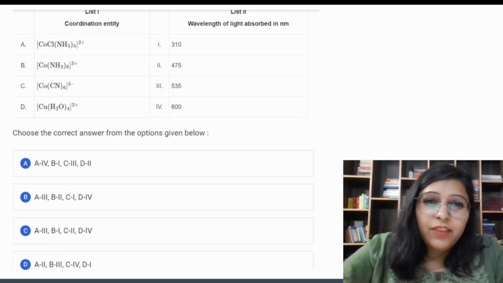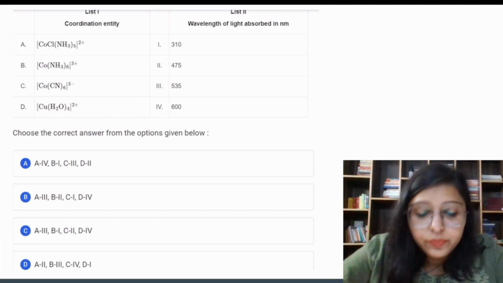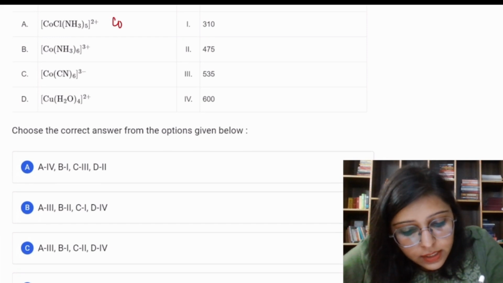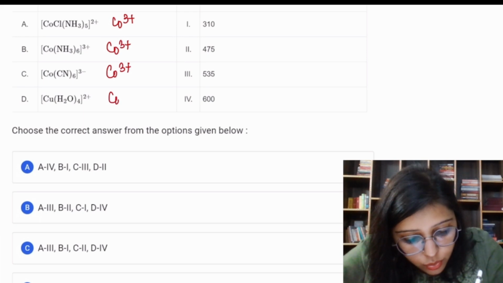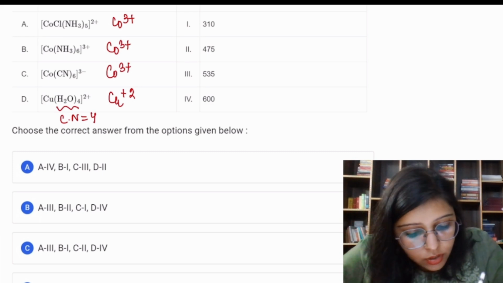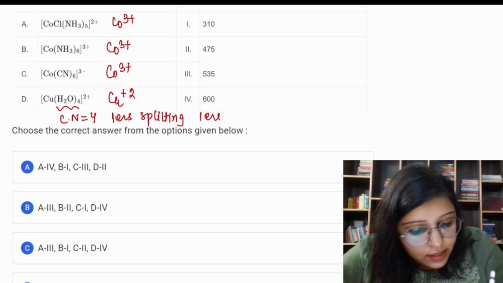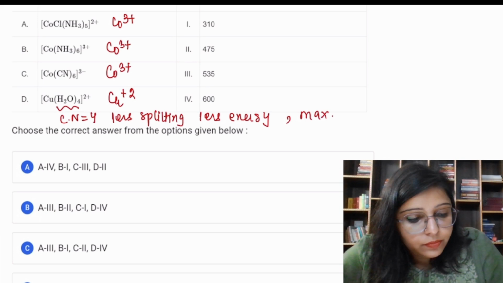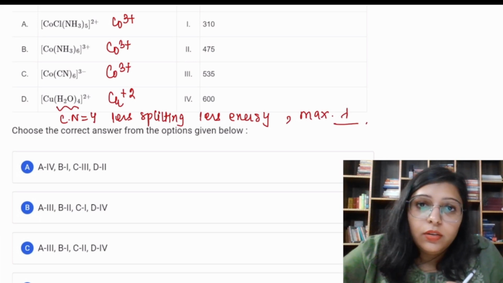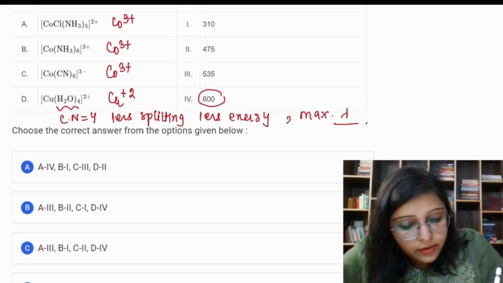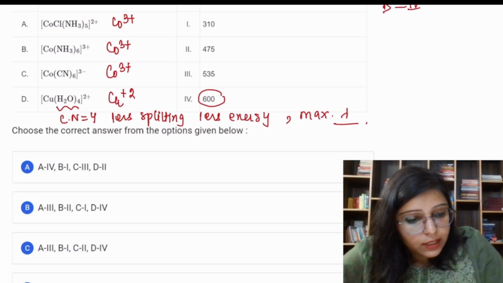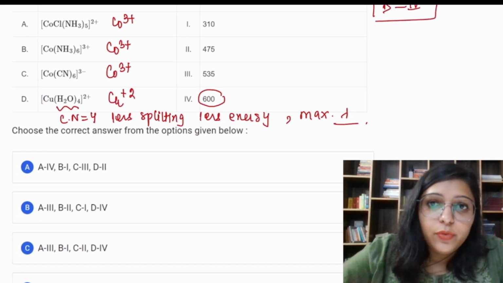So here again we have to compare wavelength. See, this is Co3+, this is Co3+, this is Co3+, and this is Cu2+. So here the coordination number is 4, so less splitting. Less splitting means less energy, and less energy means maximum lambda. So maximum lambda is given for 600. So D can be matched with fourth one. Clear?